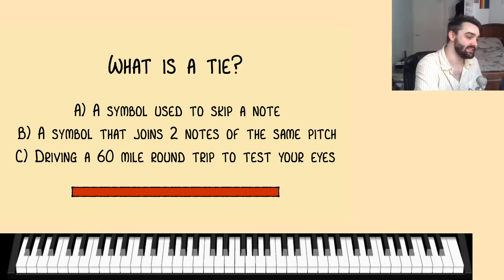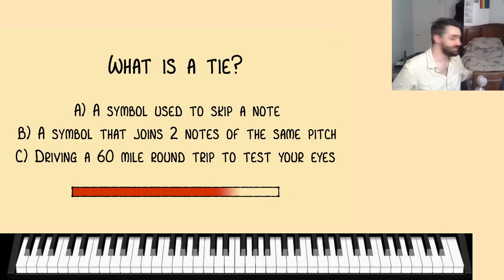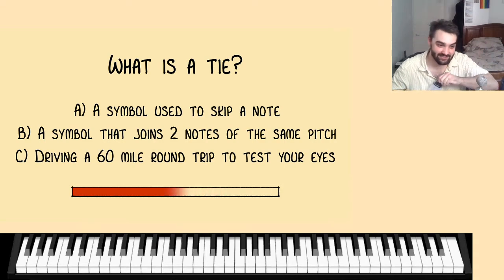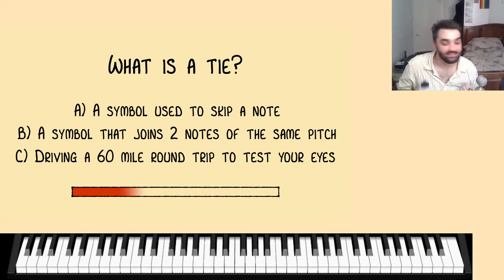So what is a tie? Is it A, a symbol used to skip a note? Is it B, a symbol that joins 2 notes of the same pitch? Or is it C, driving a 60-mile round trip to test your eyesight? Time starts now. One of these is definitely wrong. Can you see which one it is? So political.